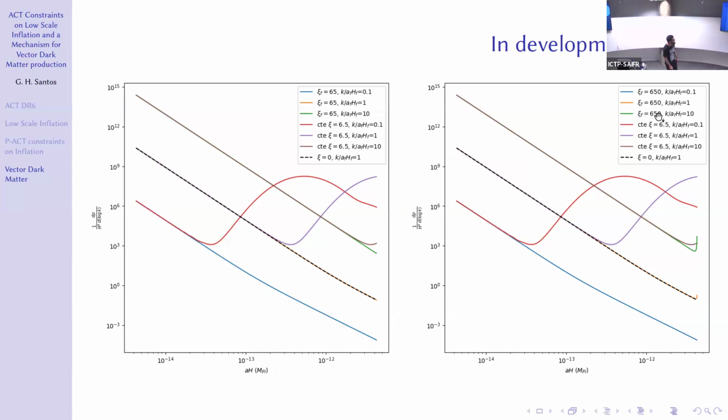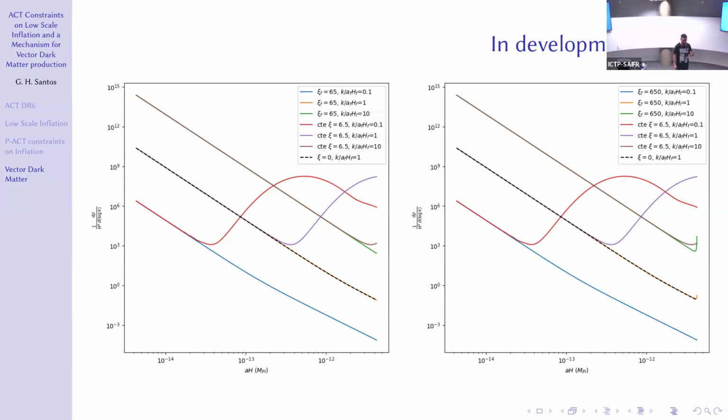And this green line is easier to see, which is with k equals 10H. Here we have actual production at the end of inflation. This production is exponential, so this is why the spectrum shifts towards higher momenta. We have more production of higher momenta modes.